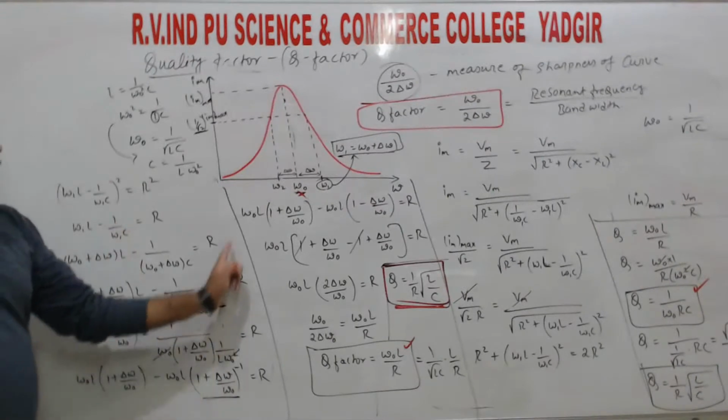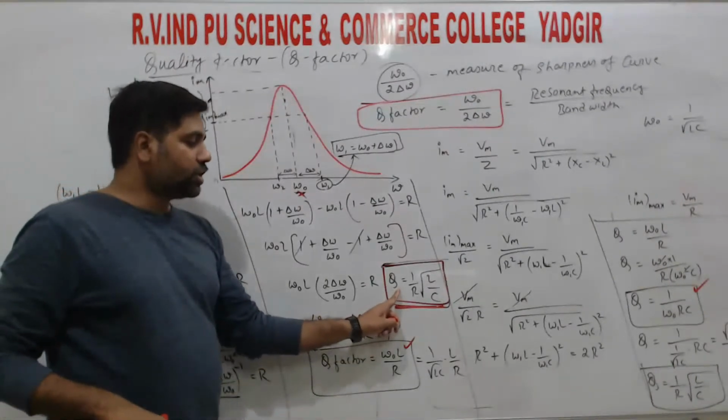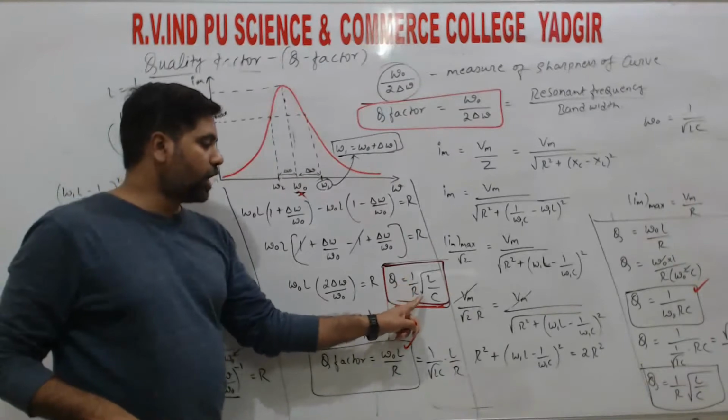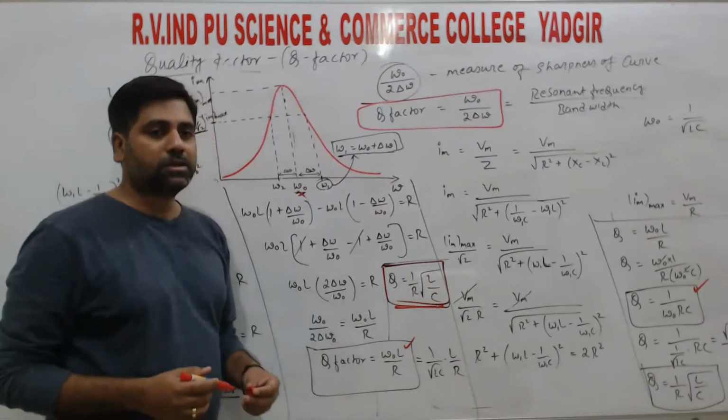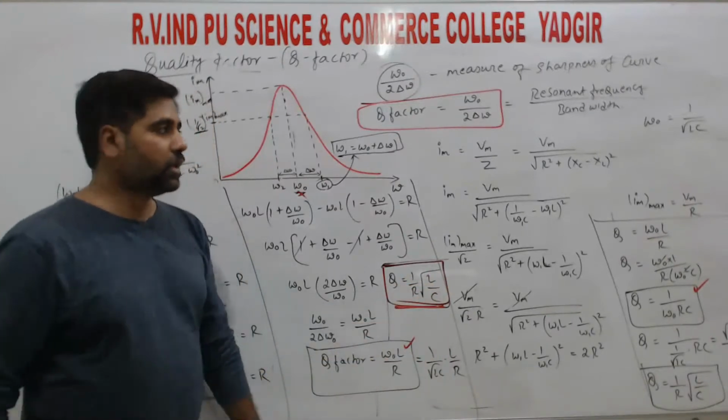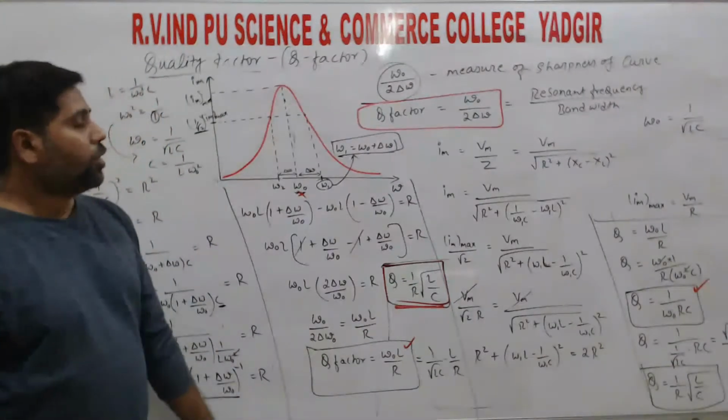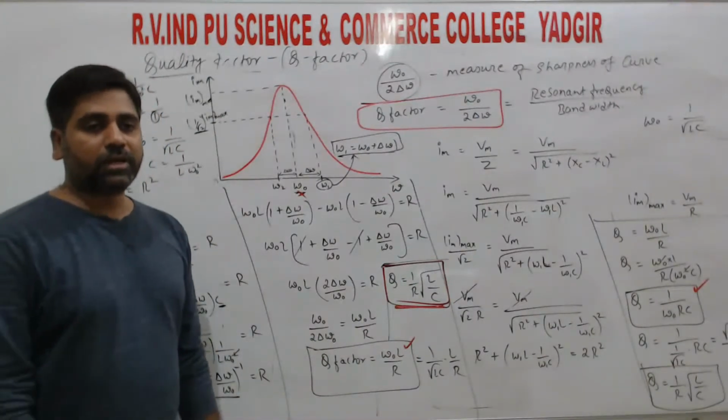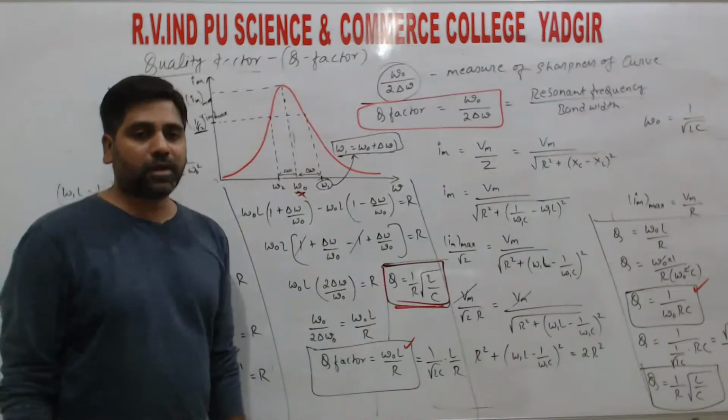So this is the derivation to get the relation Q is equal to 1 by R under root of L by C. In the next class we will discuss the power in an AC circuit, that is in a series LCR circuit.